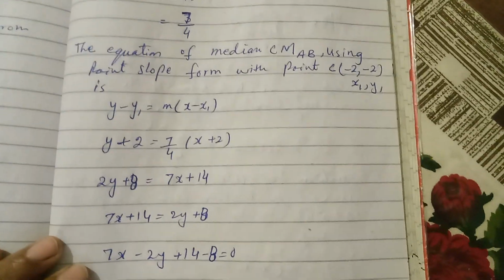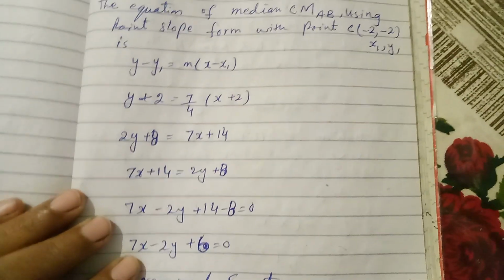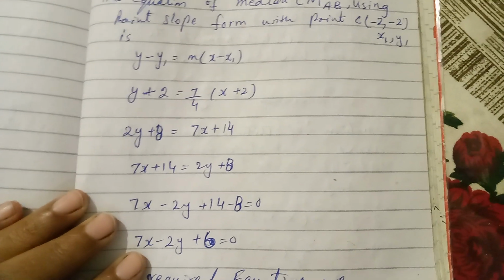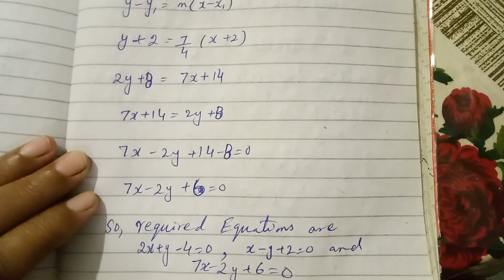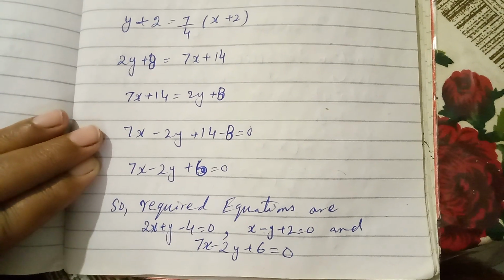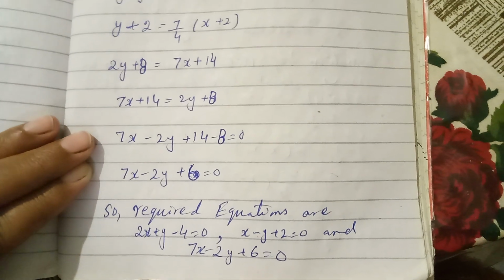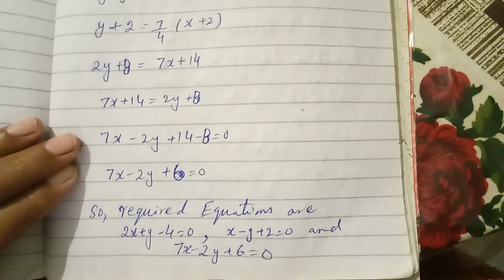Now the equation from the point C, minus 2 and minus 2. Formula used is y minus y1 equal to m times x minus x1. So by putting the values, we have got 2y plus 8 equals 7x plus 14. Bringing all to the left side, we have got 7x minus 2y plus 6 equals 0. So the required equations are 2x plus y minus 4 equals 0, x minus y plus 2 equals 0, and the third is 7x minus 2y plus 6 equal to 0.